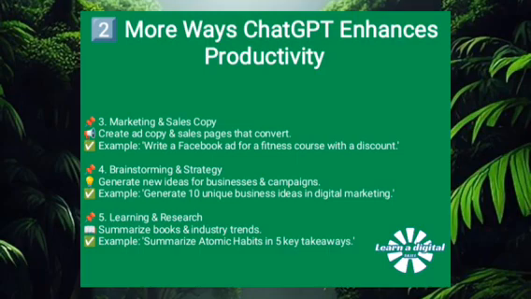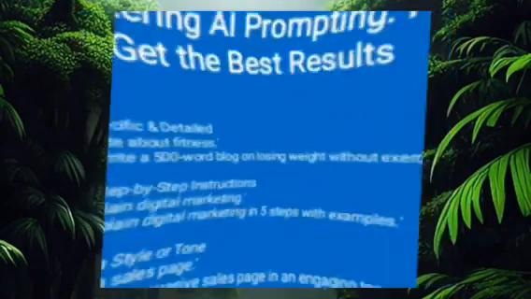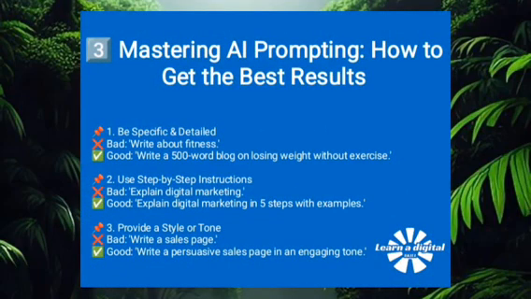All right, so the next thing is mastering prompting. How to get the best result? Number 1, be specific and detailed. Let's give an example of a bad prompt. A bad prompt: write about fitness. If you say write about fitness, that is not really detailed and it's not specific. But a good prompt: write a 500-word blog on losing weight without exercise.